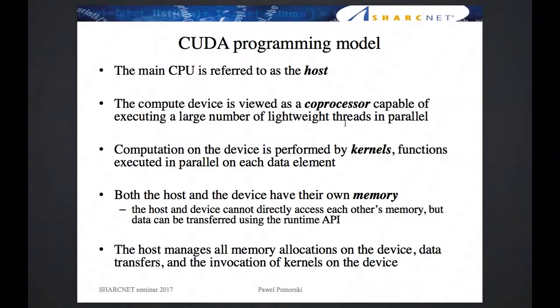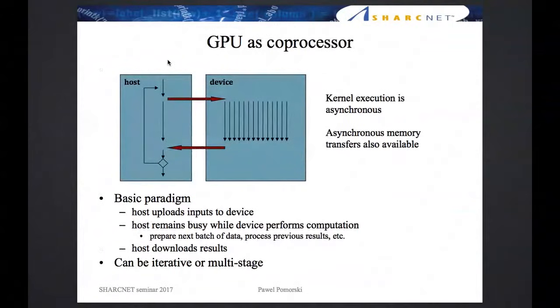And the host is in control, so it manages all memory allocations on the device, on the GPU, manages data transfers, and invokes kernels. So this is a picture of what a calculation typically looks like. Your program starts on the host. It runs on the host initially until it gets to some point where it can offload some work to the device, the GPU. Here the red arrow indicates a data transfer from the CPU memory to the GPU memory.